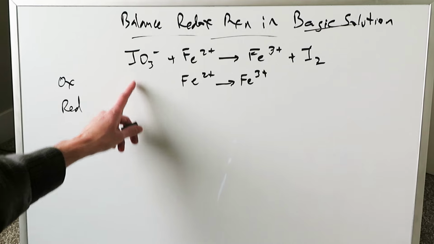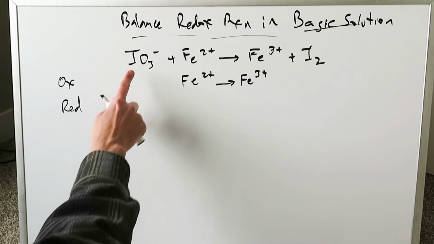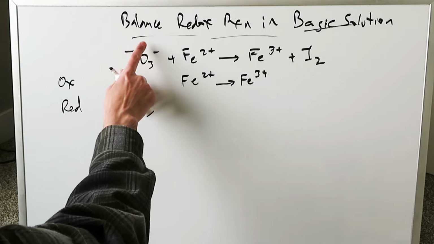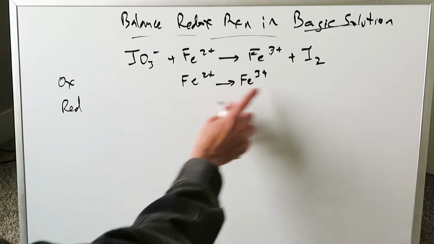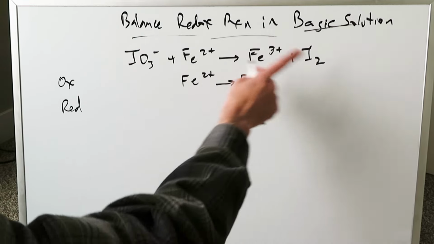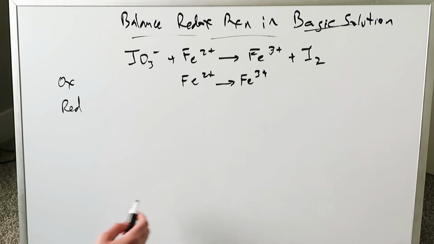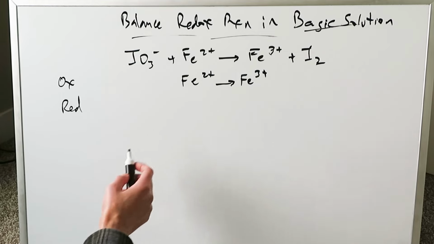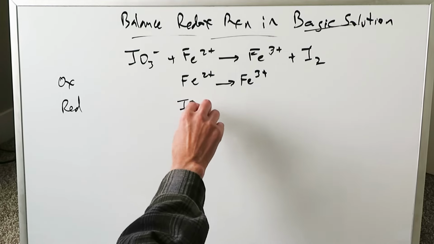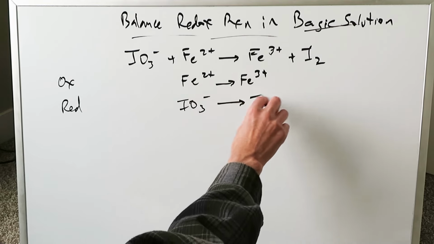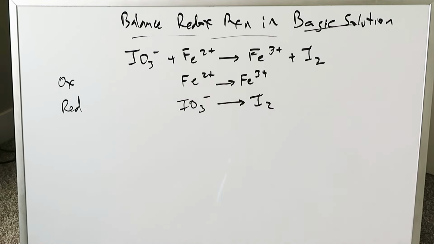That would mean that this right here would be a reduction reaction. Think about it. Iodine here is a +5, and this -6 gives you a net negative. Here it's 0, so it's going from a +5 to 0, so it's reducing positive charge but it's gaining electrons. Your reduction reaction is iodate going to iodine, which would be a solid iodine over here.